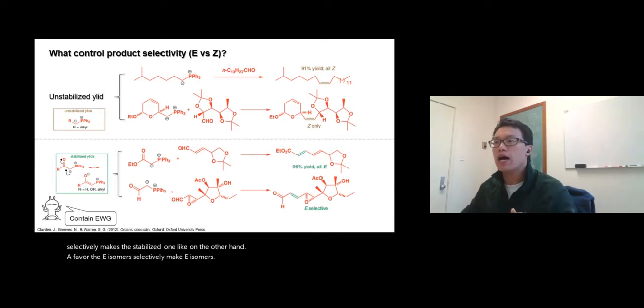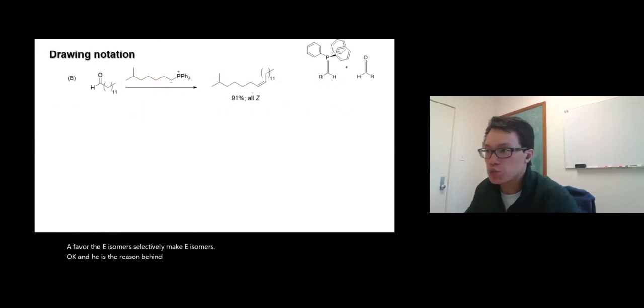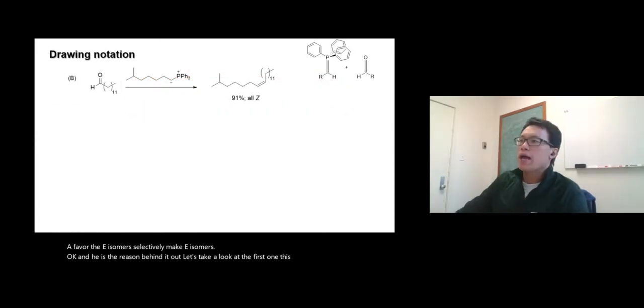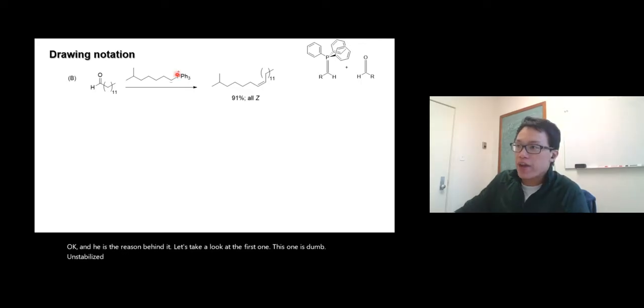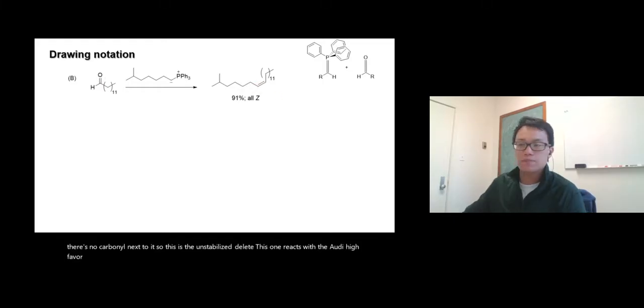Okay, and here's the reason behind it. Let's take a look at the first one. This one is an unstabilized ylid. The negative charge is right there, not conjugated with a carbonyl. There's no carbonyl next to it. So this is an unstabilized ylid. This one reacts with the aldehyde and favors the formation of Z isomers. 91% go to Z isomers.